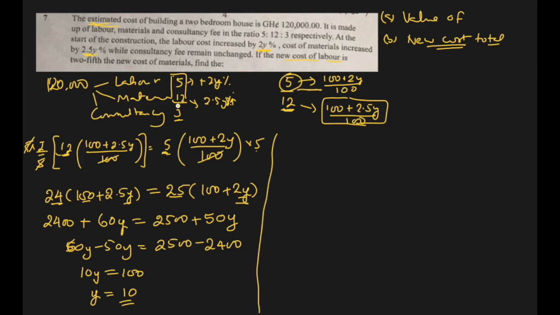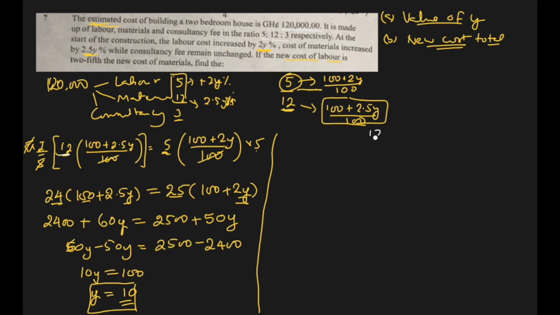So there was an increase of 20% in labor cost and 25% in the cost of materials. But they said what is the value of y, right? Value of y. So value of y is 10% or just 10. All right. New cost of the building. Now, so we know the original cost. The initial cost was 120,000.